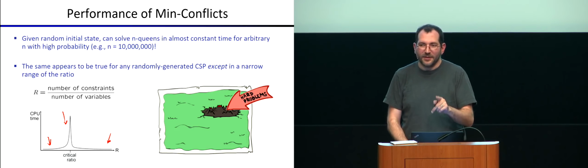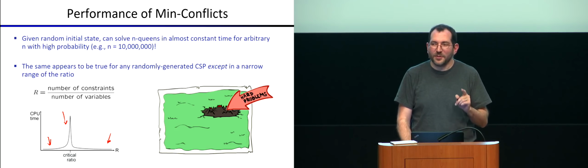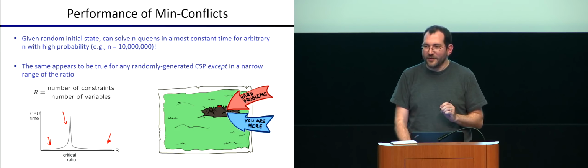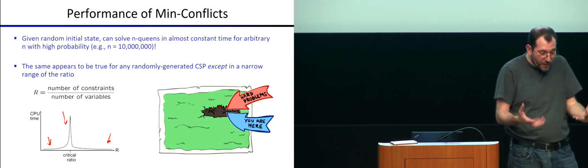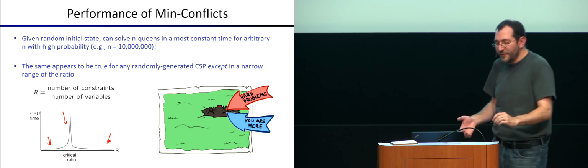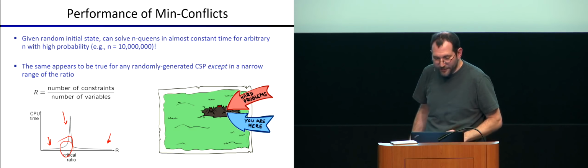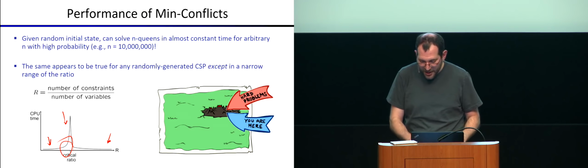Okay, is that good news? Where are you? Where are the problems that you see in daily life? Like right there. That's it. So it turns out that for the hard problems we actually want to solve, very often you are in this bad ratio here. N queens is a little weird because it's pretty under-constrained.